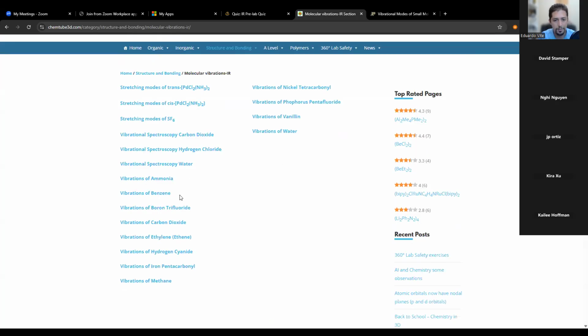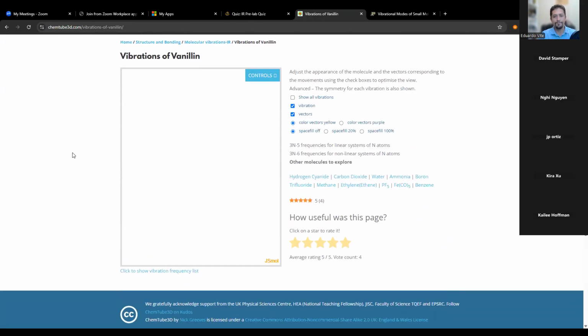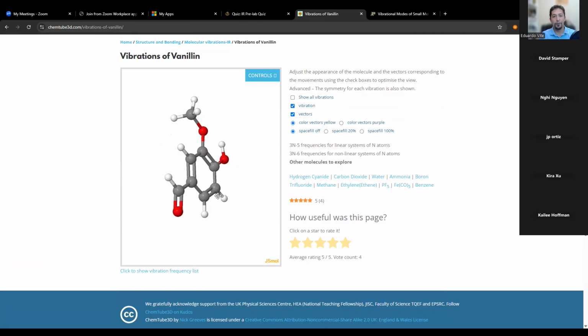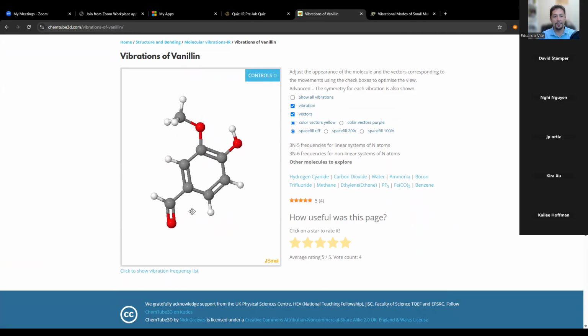Let's see if we can do one more, something interesting. Iron pentacarbonyl. That one sounds fun. Phosphorus pentafluoride, vanillin. Let's do vanillin actually, because we're going to do vanillin pretty soon in lab 6, I believe. So let's see if vanillin will load. There you go. So this is vanillin, right? Before we even look at the stretches, I can tell you there's going to be a stretch from the carbonyl, carbon-oxygen double bond right here. There's going to be a stretch from the hydrogen-oxygen hydroxyl group, and there's going to be a stretch from this ether, this carbon-oxygen bridge right there.